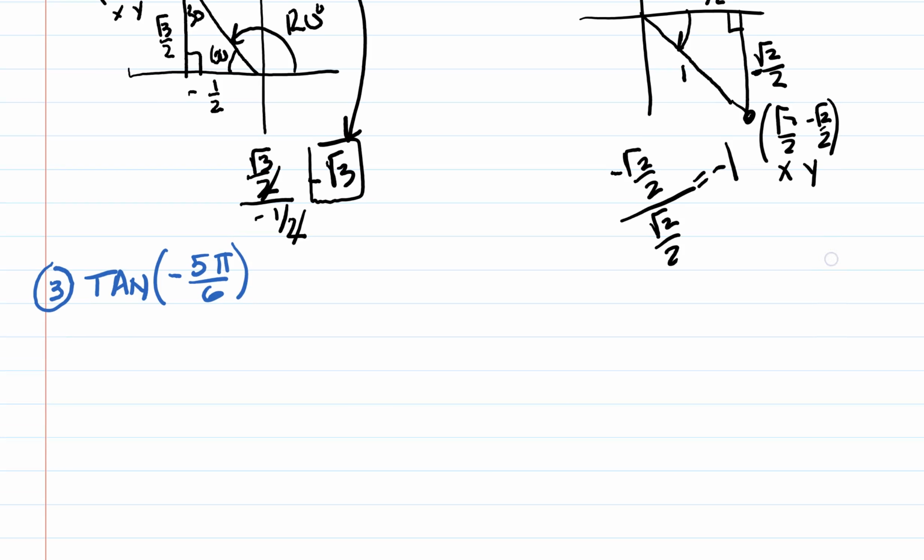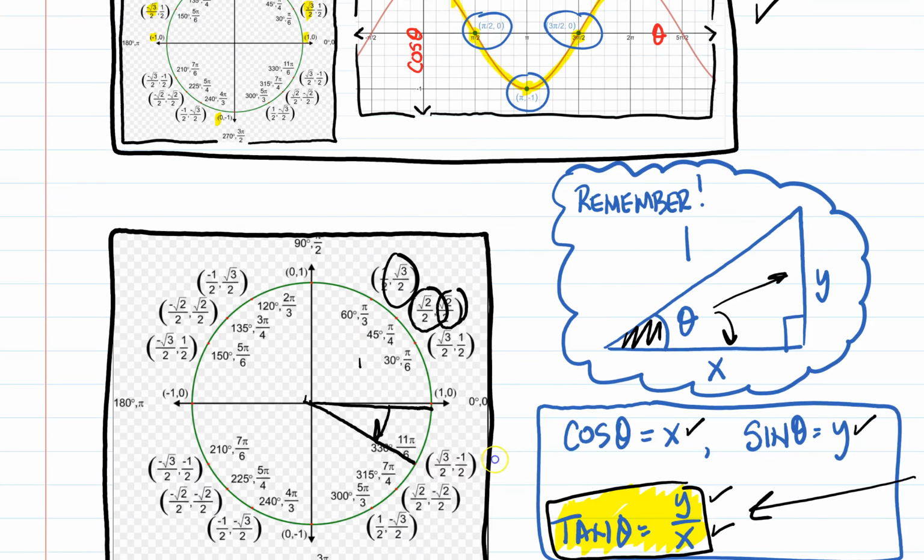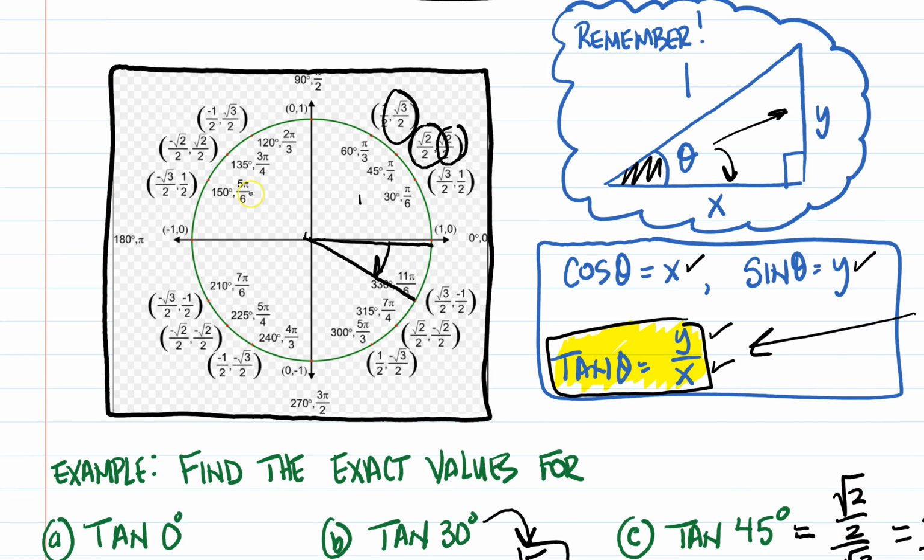Okay? All right, and then the last one, let's do negative 5 pi over 6. Okay, so negative 5 pi over 6. So if you're not sure where that is, think about it. Here's the picture. Okay, 5 pi over 6 is a positive 150 degrees. So negative 5 pi over 6 is going to be right over there.